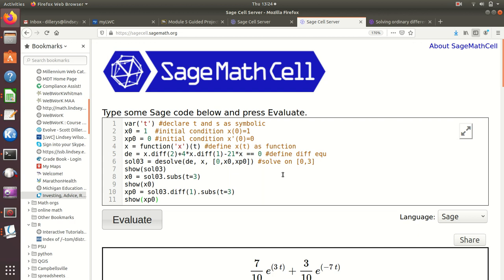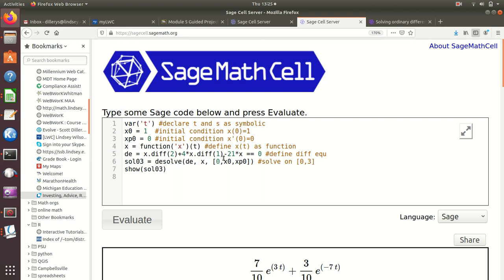Okay, now let's solve that same differential equation with the unit step function in there using Sage. Let me get rid of this. Okay, so I have the variable t. I have those same initial conditions. I actually just copied this right out of the Laplace transform one.